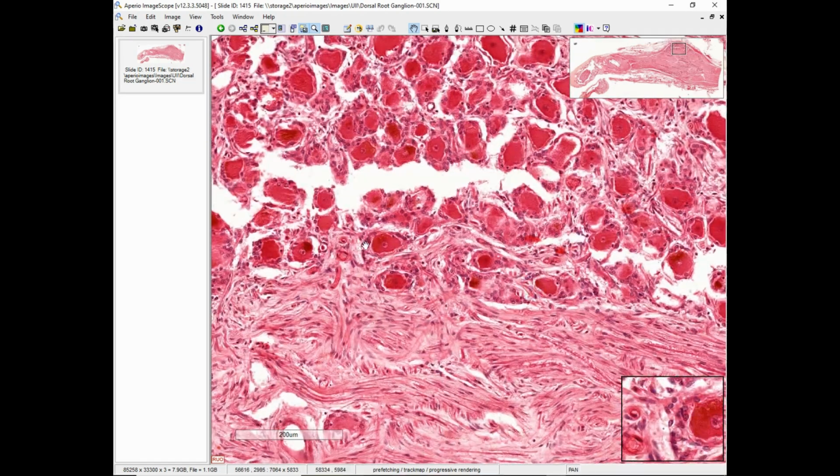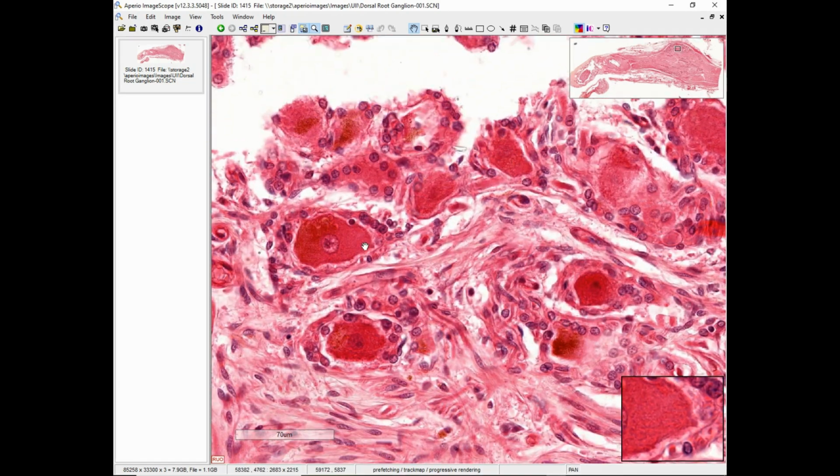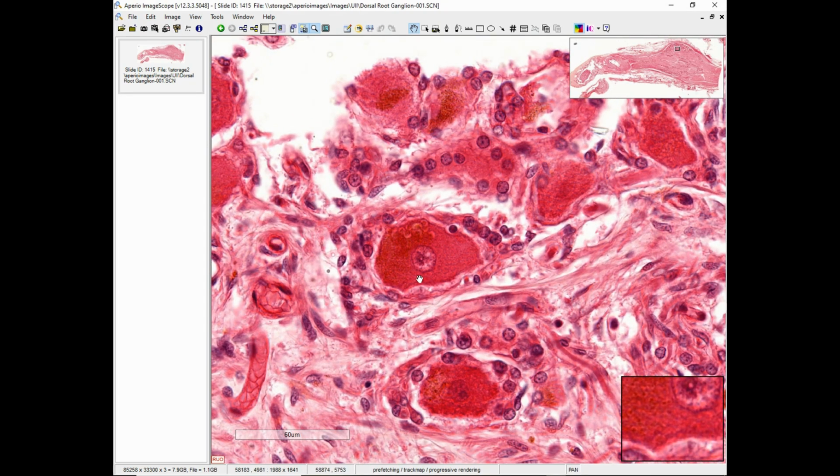Let's see if there's another. Okay, that one's even better. So here we go. This large structure here, this is the cytoplasm and nucleus of a neuron cell body. Now, a neuron cell body is also sometimes called the soma, so you can also kind of file that away.